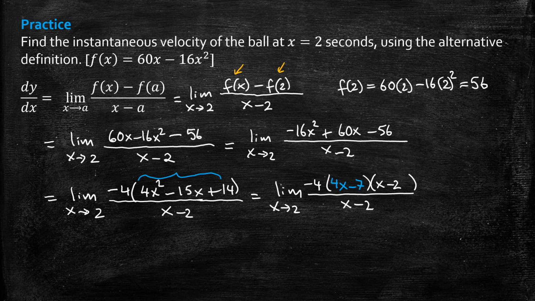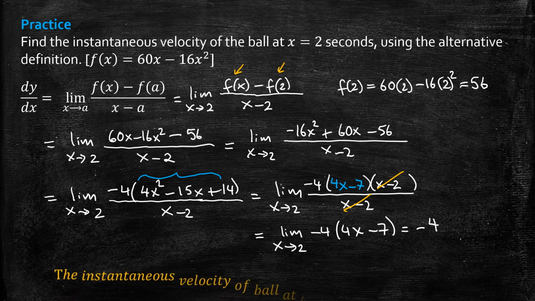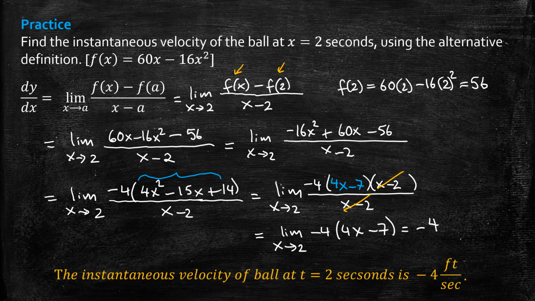How convenient. The x minus 2's cancel, no longer making it illegal to plug in x equals 2. So I get left with this, 4x minus 7. And if I plug in 2 into that, it comes out to be -4. So miraculously, the instantaneous velocity of the ball at t equals 2 seconds, we discover it's -4 feet per second.